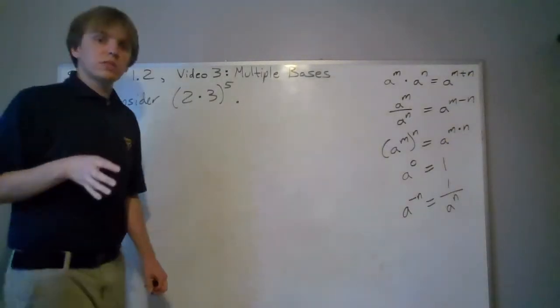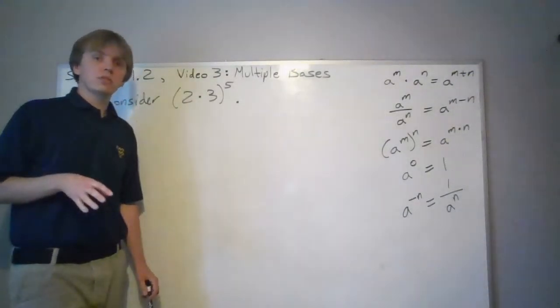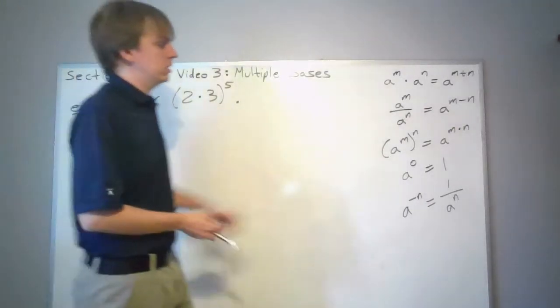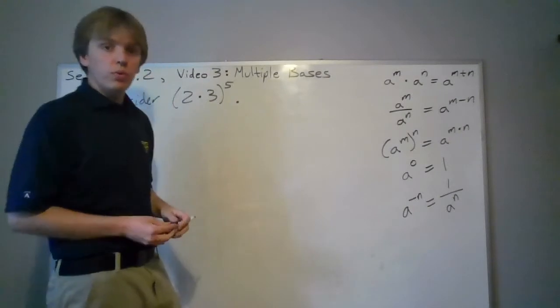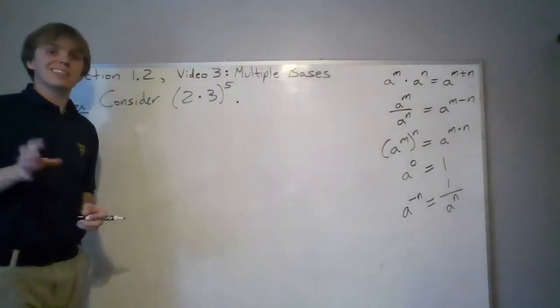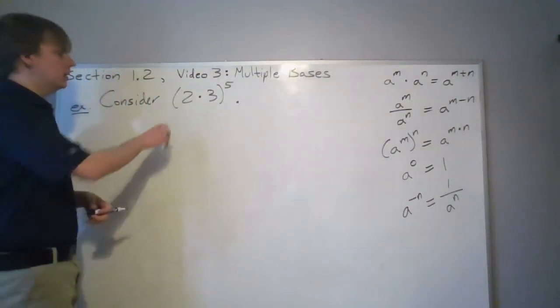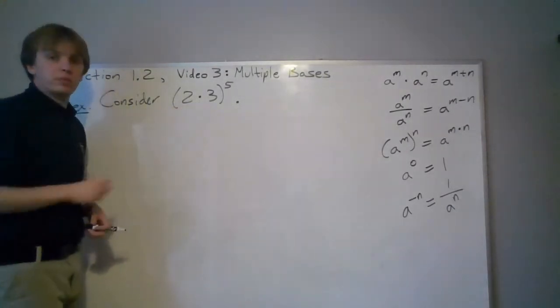Okay, all the laws of exponents we looked at in the previous two videos have the same base everywhere. If you look at the summary on the right-hand side, every one of them has the base as a. What we want to look at now is what if our base is slightly more complicated. So I'm going to look at what if our base is actually a product.